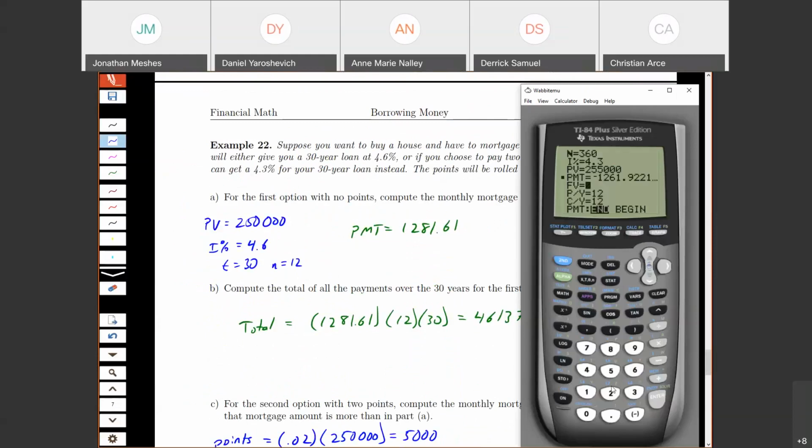But if I borrowed $250,000 and we're paying 4.6%, but monthly, the first month of interest is $958. So out of the $1,281.61 that I'm making for my mortgage payment, only $323 is actually paying off my balance.